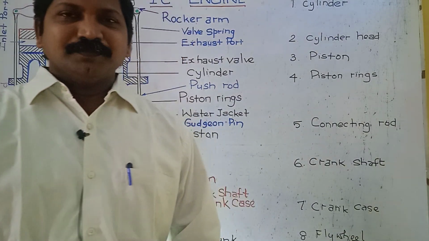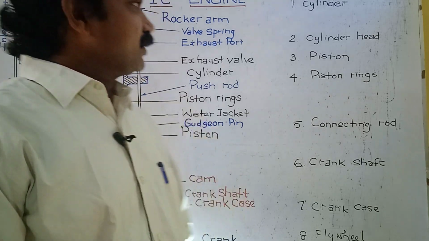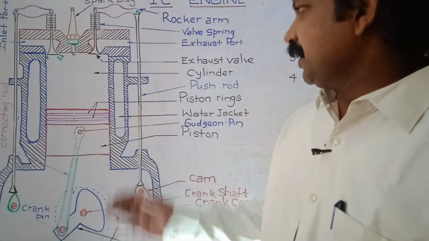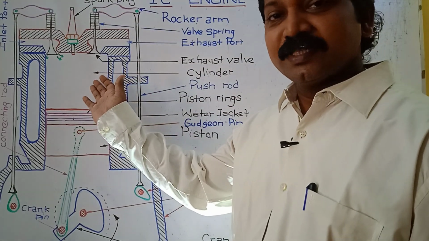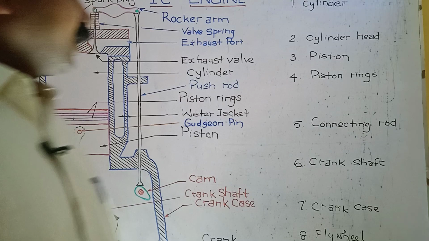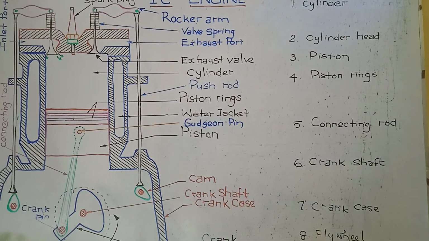Dear student, welcome. Today we are going to discuss the main components of the internal combustion engine. The combustion takes place inside the engine, so it is known as an internal combustion engine. One of the main components is the cylinder.